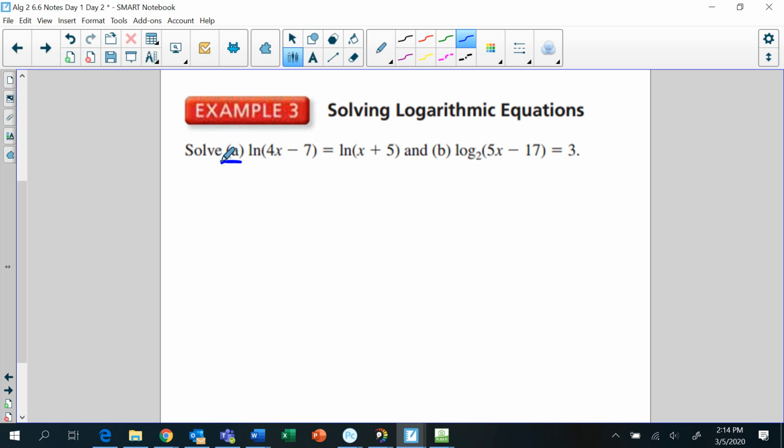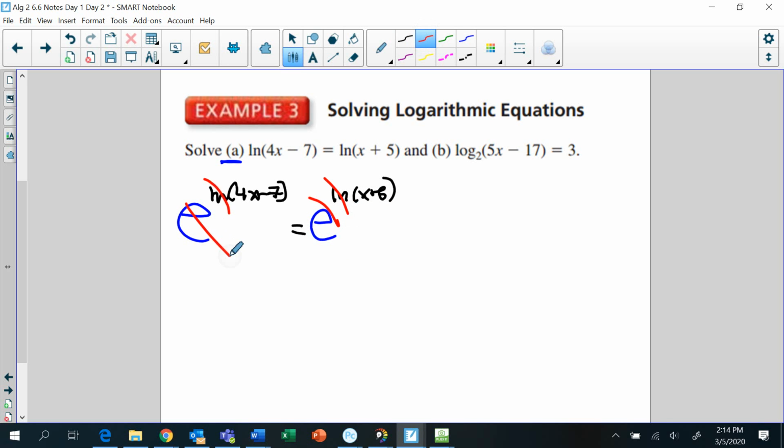So I'm going to have e to the ln of 4x minus 7 equals e to the ln of x plus 5. And since they cancel, you're just left with the two equations.